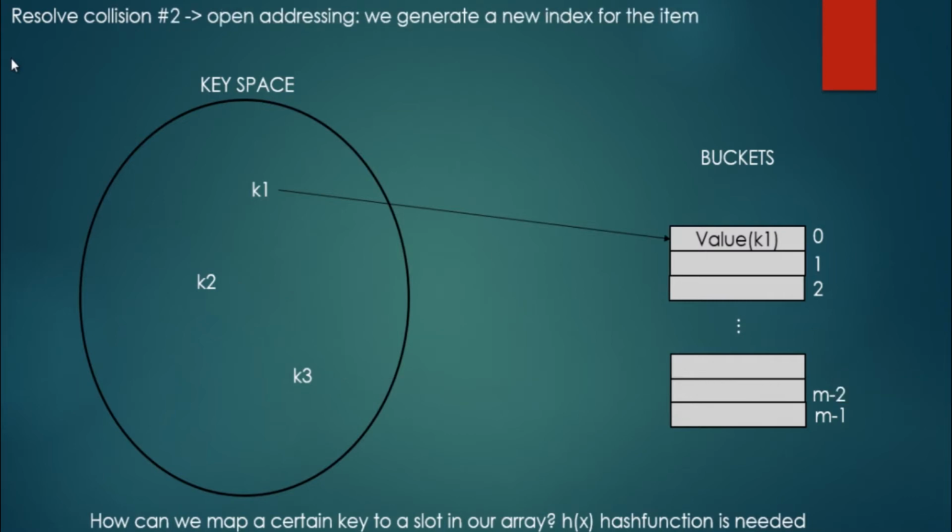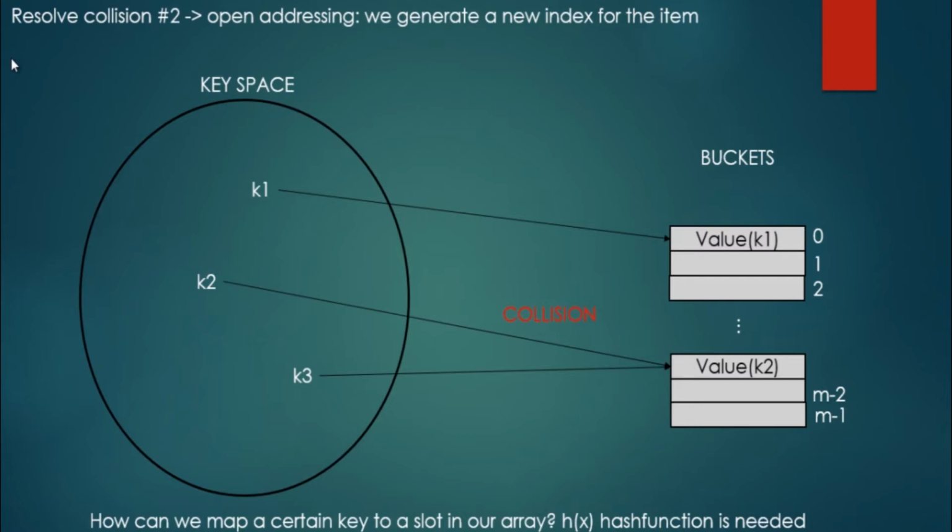The second solution for the collision is the so-called open addressing. We generate a new index for the given item. So we map k1 to the index 0. We map k2 to the index m-3. And we map k3 to the same place. Then what do we do? Open addressing suggests that we should generate a new index.